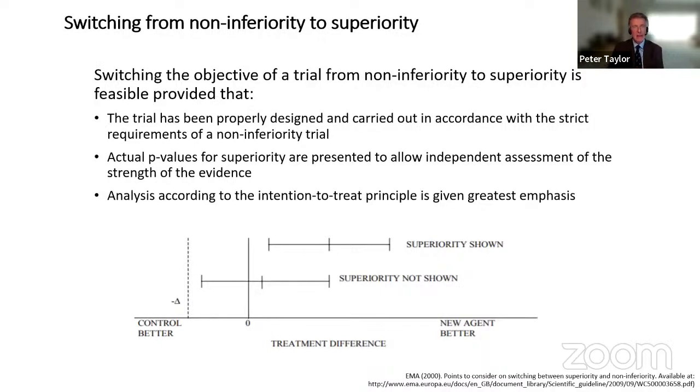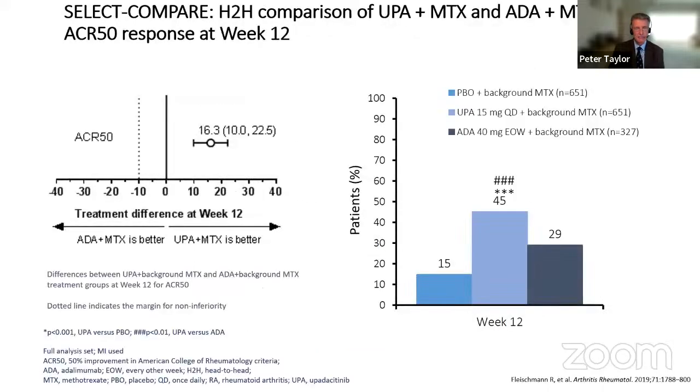Well, in fact, if you've established non-inferiority, which was the case in this study, you can legitimately go on to look at superiority, providing it's in the pre-analysis plan, as I've just shown you. And then the actual p-values for superiority have to be presented to allow an objective and independent assessment of the strength of the evidence. In other words, we're looking at probabilities that this really represents reality.